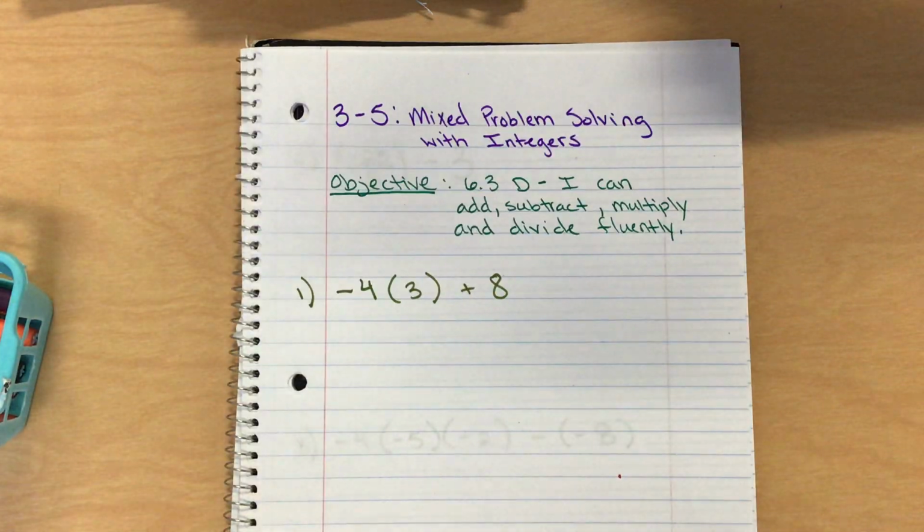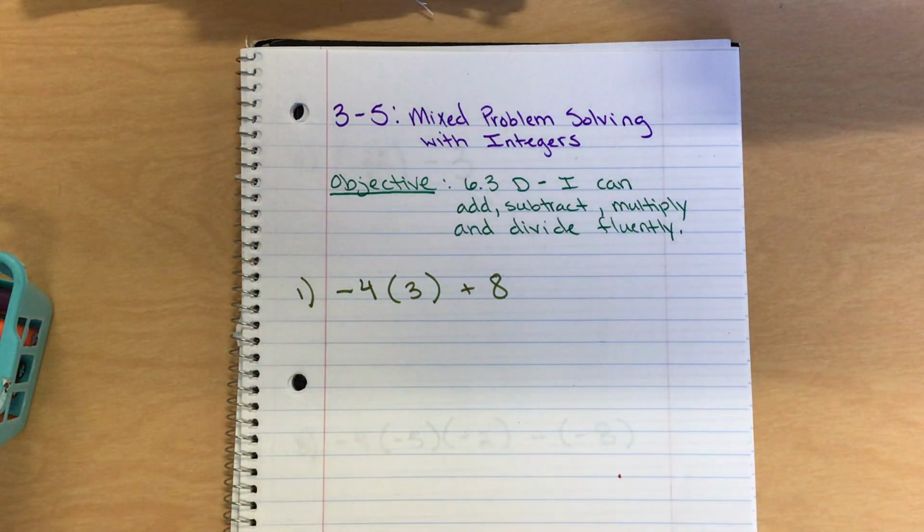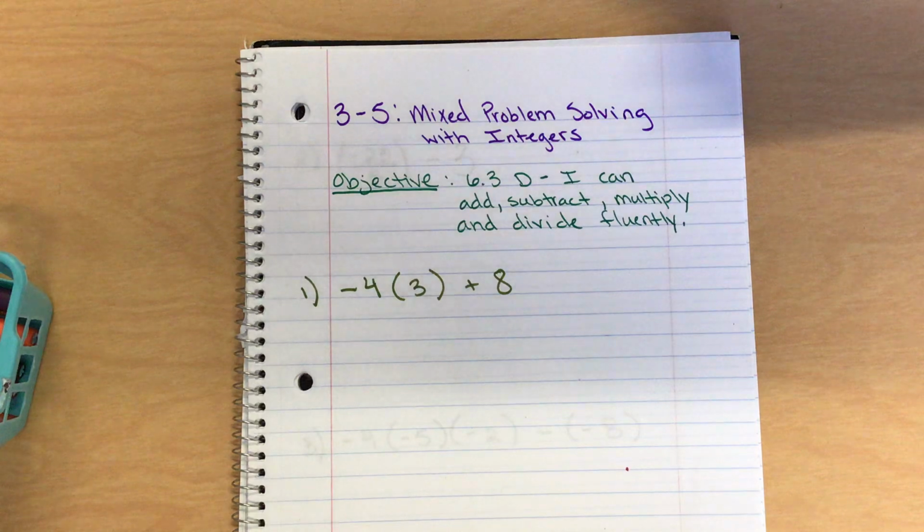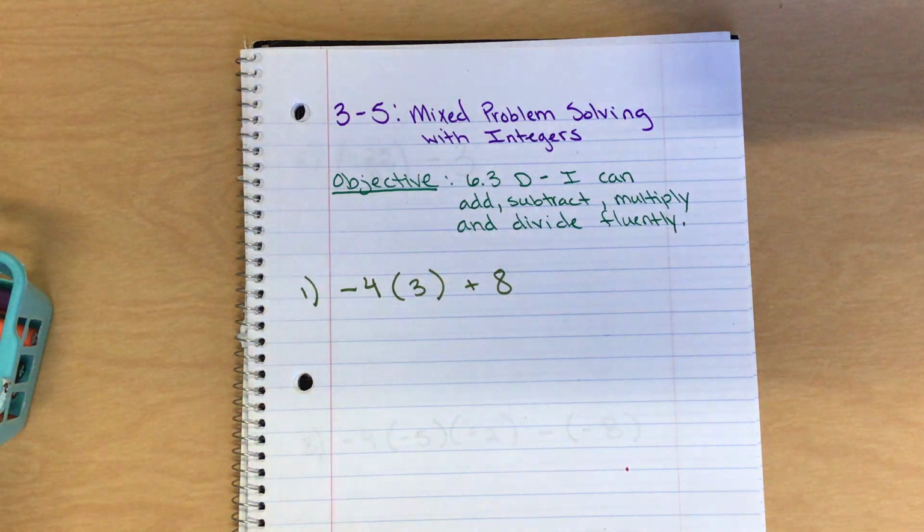Hey guys, our lesson today is Chapter 3, Lesson 5, Mixed Problem Solving with Integers. Our objective is 6.3d. I can add, subtract, multiply, and divide fluently. Okay, and we're actually talking about integers fluently, so we'll add that in on Monday.